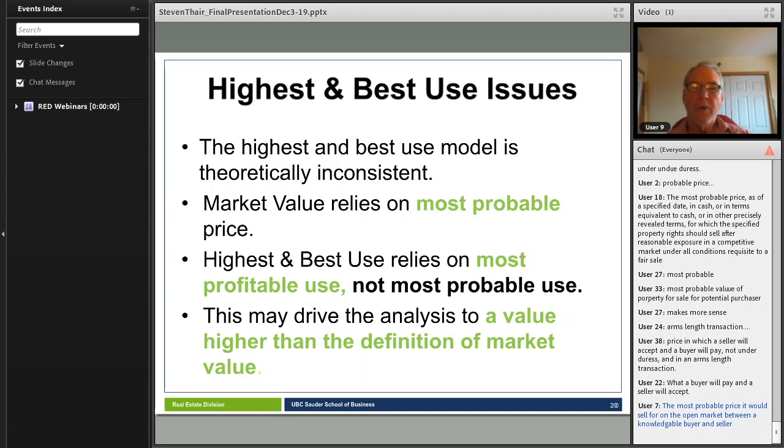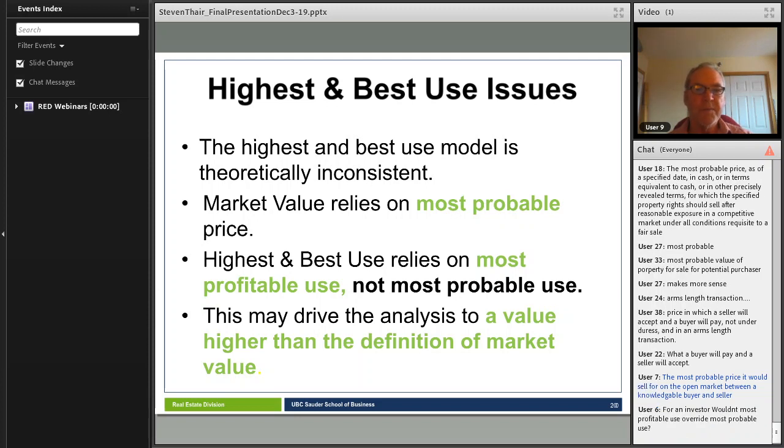So, if we're using a definition of market value that relies on most probable price, and we're using a definition of highest and best use that relies on most profitable price, our left hand and our right hand aren't working together on this. It used to be, as I said, the definition of market value was the highest price, and the definition in highest and best use was the highest price, or in other words, the most profitable. So we've got two definitions that are at odds now.